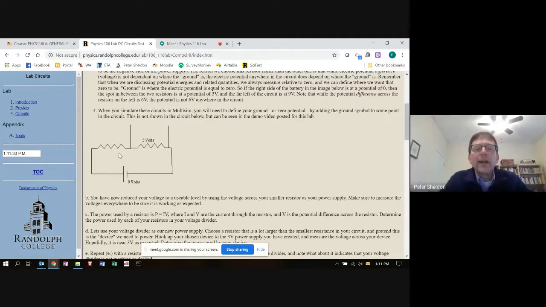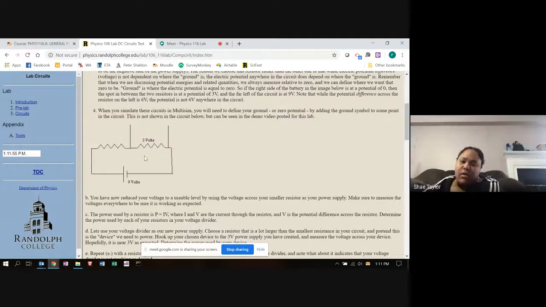In order to split it so that there are 3 volts across this resistor and 6 volts across this resistor, you've got to have some ratio of resistances that is not 1 to 1. So not a 2 to 1 ratio then? I think it's either 2 to 1 or 3 to 2 or something like that. Yeah, 2 to 1.